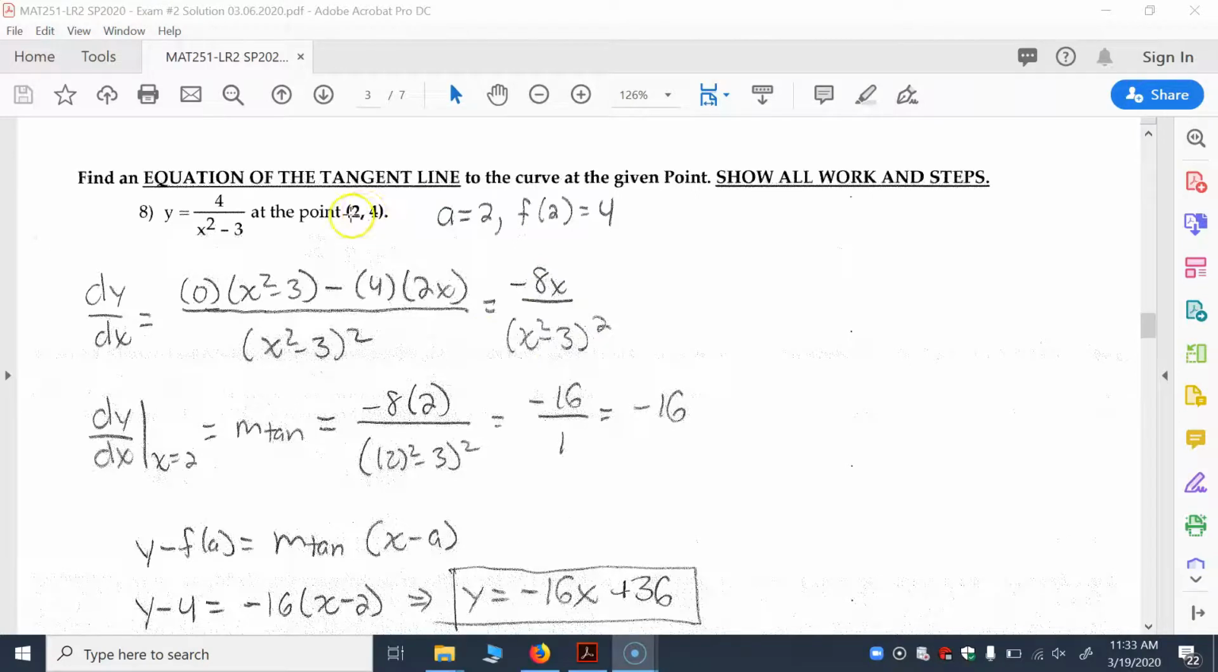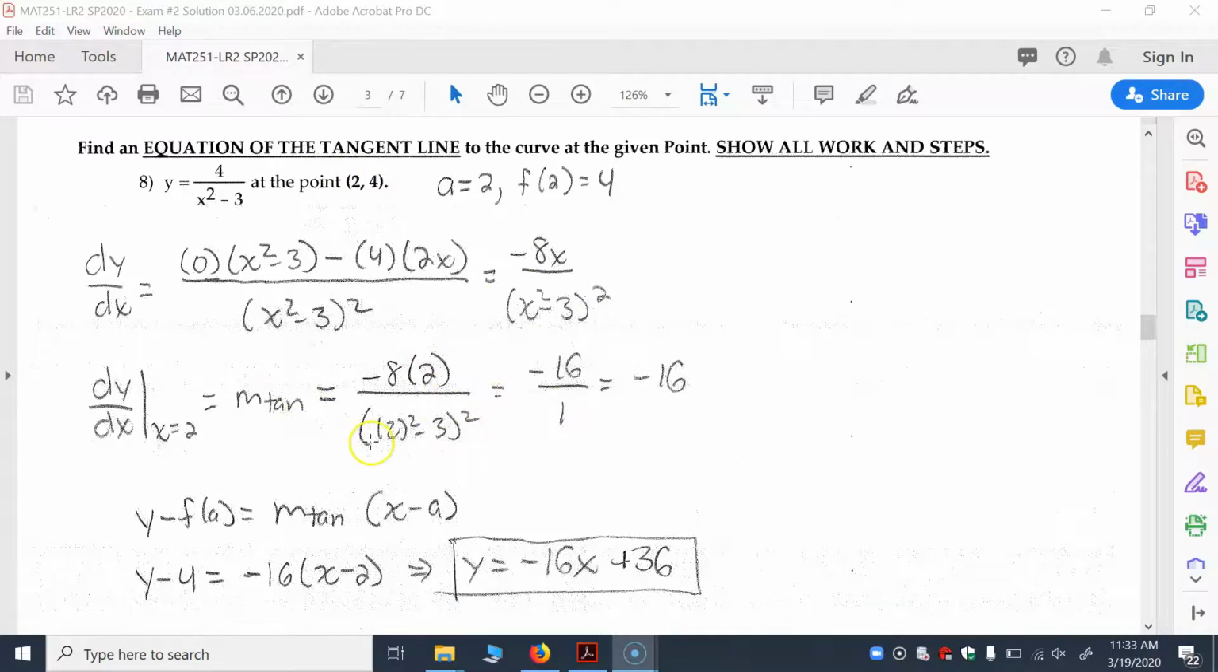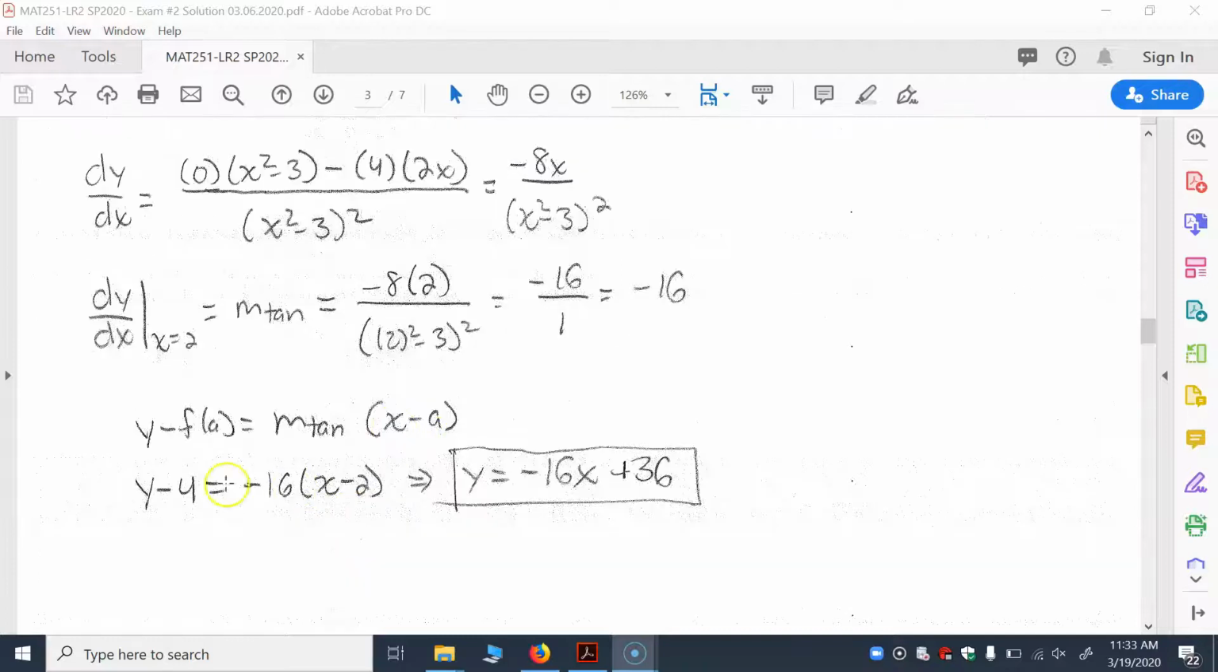So there's our x and y values, 2 and 4. Plug in the x value to get the slope of the tangent line. So we'll plug in 2 here. You should get a slope of minus 16. And again, same thing we've seen in a bunch of other problems: there's our y value, our slope of the tangent line, and our x value. Go to slope-intercept form: y equals minus 16x plus 36.